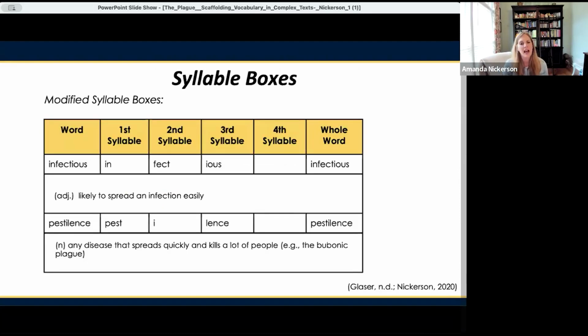And you can see that at this point, I can take those syllable boxes that I've had them fill out and just add a box underneath them for modified syllable boxes. And so I can very quickly just go through this process of teaching infectious, breaking it apart, adding that student-friendly definition, and I could move on to the next word, such as pestilence, and do the same process. So that's just there as an illustration.